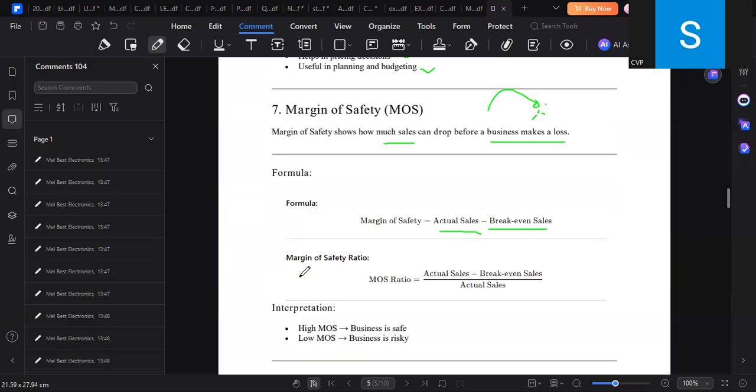A margin of safety ratio, MOS ratio, is simply given by the actual sales minus the break-even sales over the actual sales. So the interpretation is that if you have a high margin of safety, meaning business is in safe hands. If you have a low margin of safety ratio, it means that our business is in a risky state, it's in red.